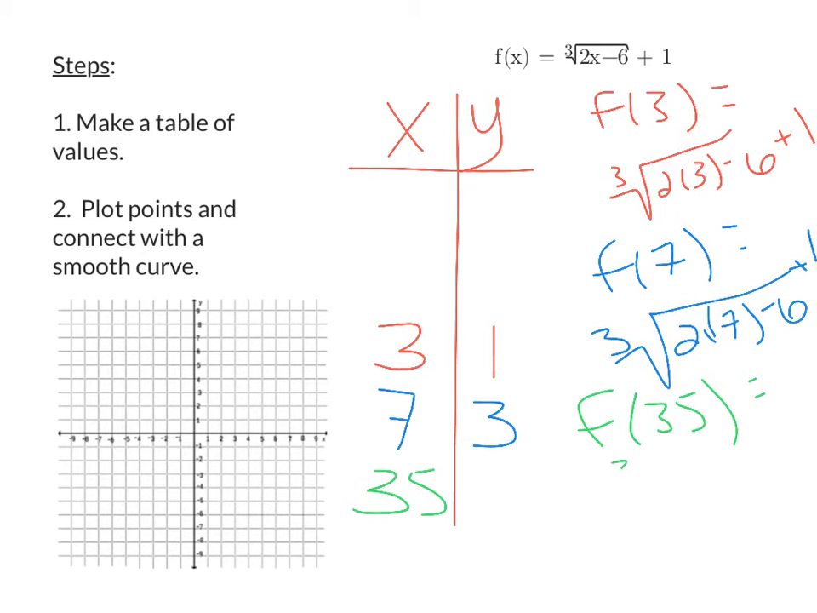When I plug in 35, I've got the cube root of 2 times 35 minus 6, and then adding the 1 at the end. 2 times 35 is 70, minus 6 is 64. The cube root of 64 is 4, plus 1 gives me 5.